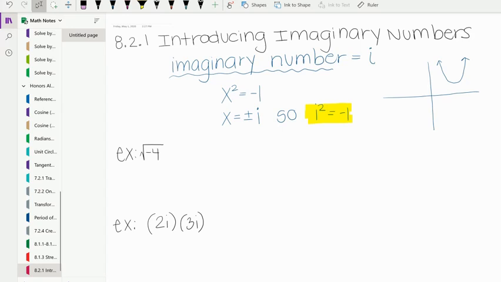Just like we could say the square root of 25 is 5, so 5 squared equals 25. I highlighted that i squared equals -1 because it will come up a lot within this chapter.